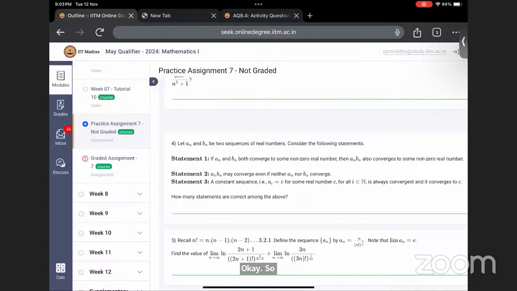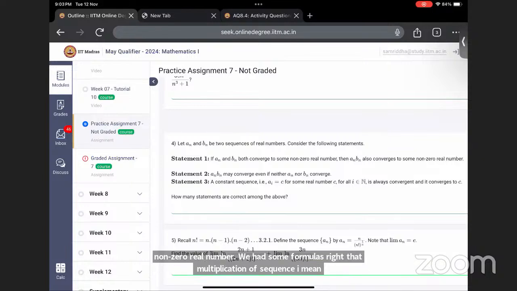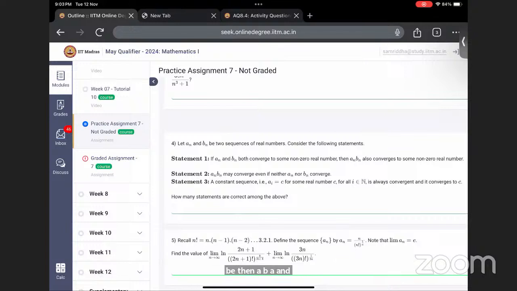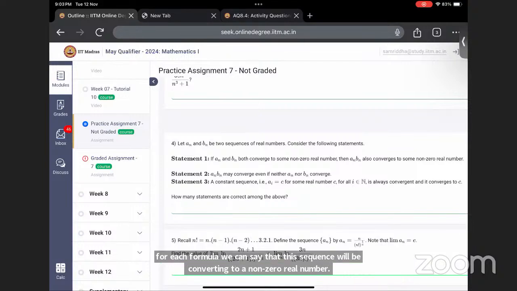The statement is: if an and bn both converge to some non-zero real number, then an bn also converges to some non-zero real number. We had some formulas for multiplication of sequences. If an converges to a and bn converges to b, then an bn converges to ab. From this formula, we can say that this sequence will be converging to a non-zero real number. So this statement is clearly correct, right?